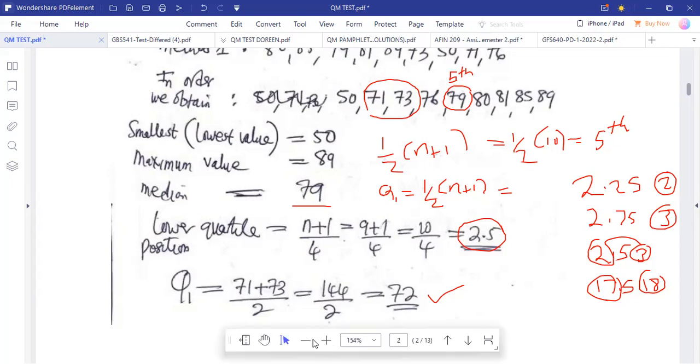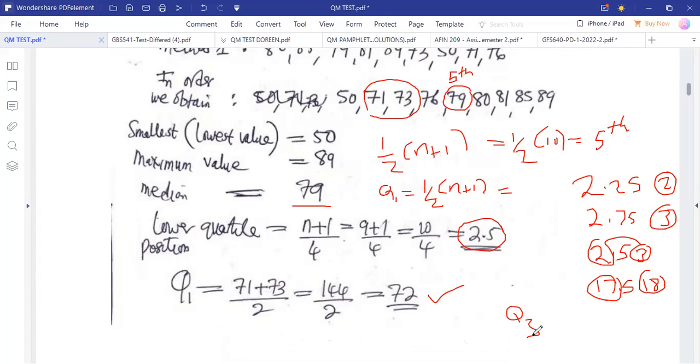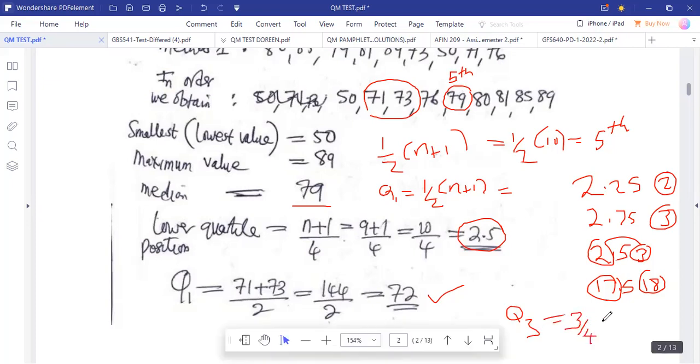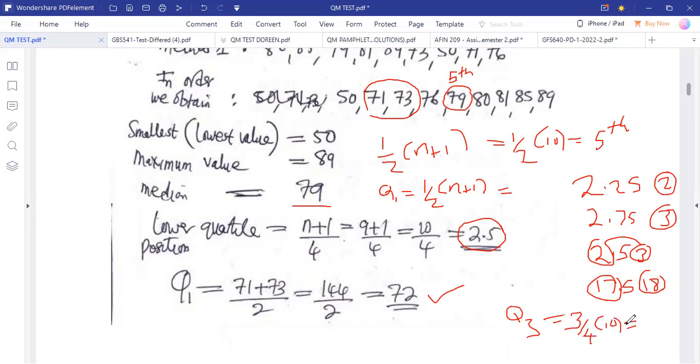Right. So how do you find the upper quartile, Q3? Find the upper quartile formula. Is it three quarters of n plus 1? Yes, 3 quarters of n plus 1, correct? So what is 3 quarters of 10?